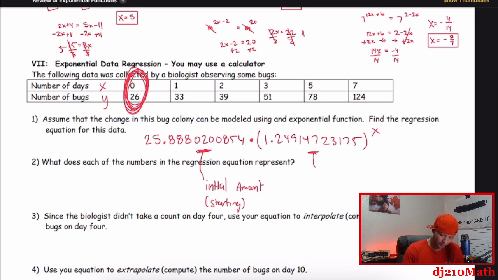And then we have the growth factor, right? How much is it increasing? It's increasing 24%. Why is it 24%? Because that's how much it's above 1, right? It's increasing per day, about 25% per day.